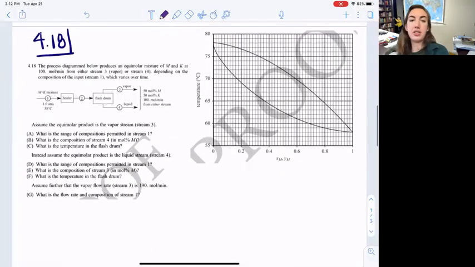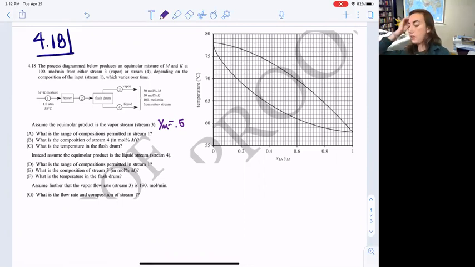So this is our question. The text is a little smaller just so I have room to write. Okay, so the first thing we're doing is we're assuming that the equimolar product is the vapor stream. So that means that our vapor mole fraction, Ym, which is in stream 3, is 0.5.